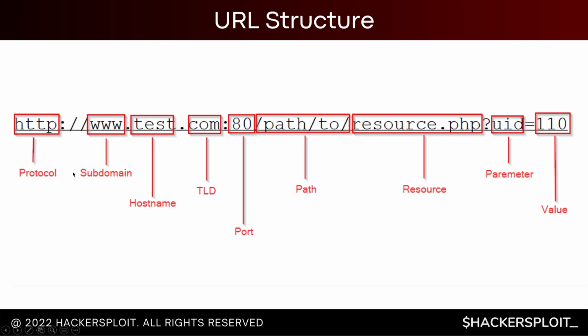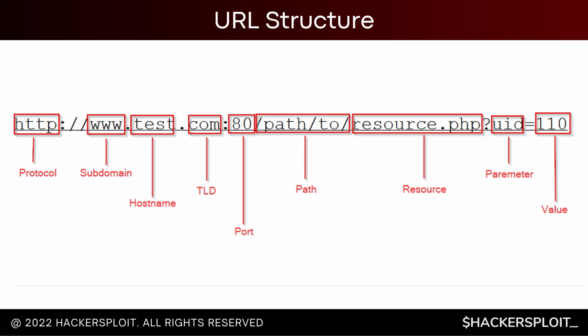So you have your protocol or scheme, you have your subdomain, the host name or second level domain, your top level domain here, the port, and the path to the resource. So this is your subdirectory, and then your actual resource, for example, resource.php, and then you have your parameter and value. In the previous slide, I used the example of logging in. In some cases, in the case of PHP, you'll also see user IDs here. So you can now start to understand how everything fits together.